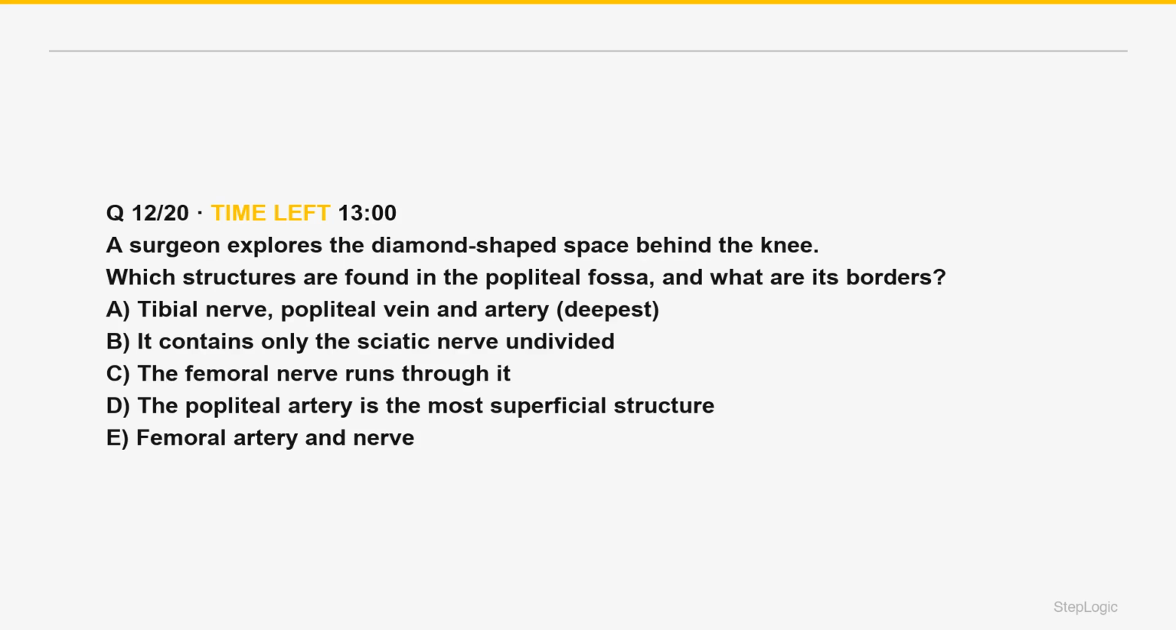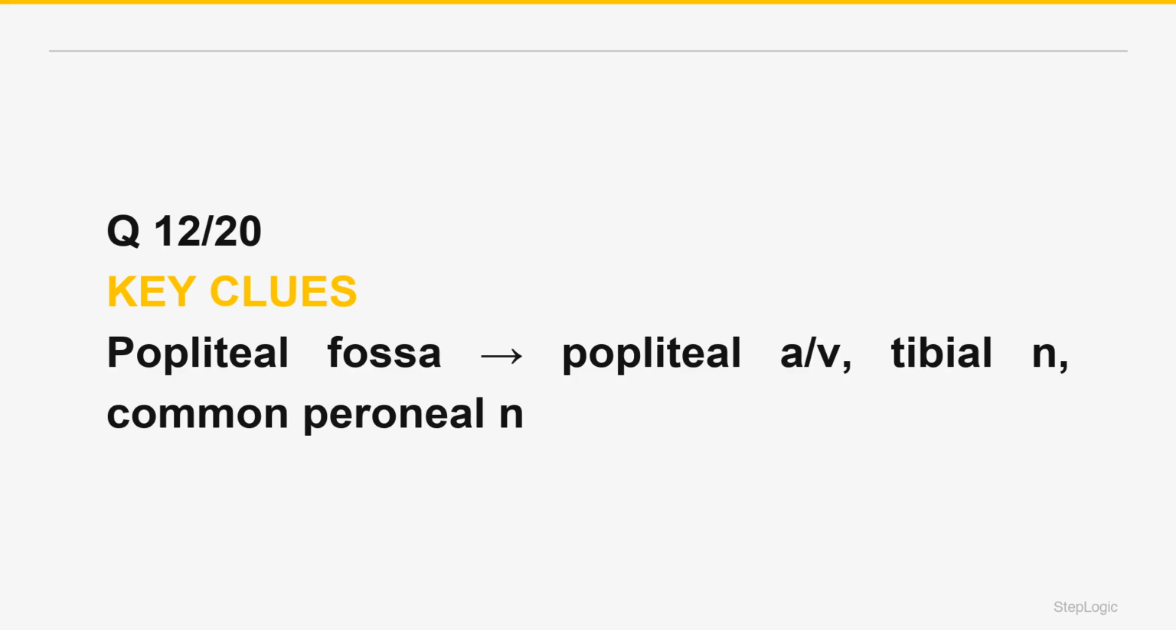Which structures are found in the popliteal fossa, and what are its borders? A surgeon explores the diamond-shaped space behind the knee. Read the command: which structures are in the popliteal fossa, and what are its borders? Popliteal artery and vein, tibial nerve, common peroneal nerve; borders: biceps femoris, semimembranosus and semitendinosus, gastrocnemius.